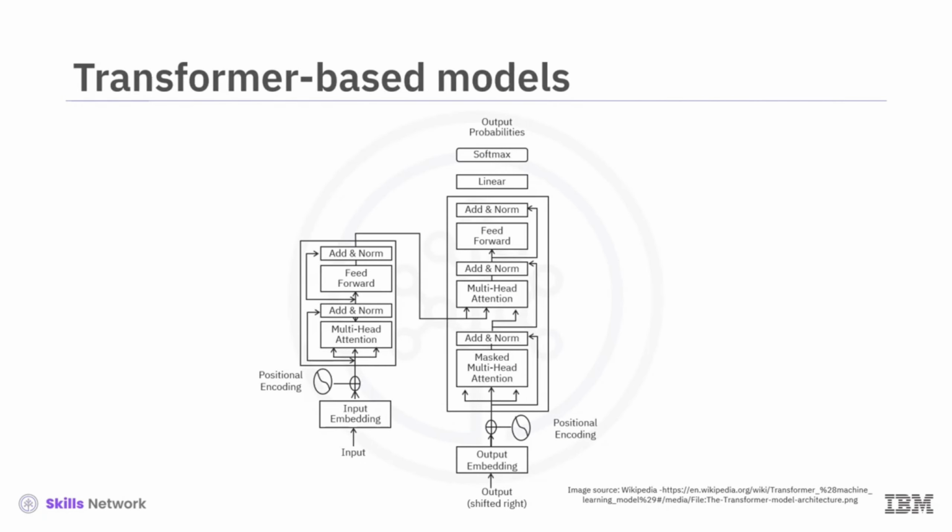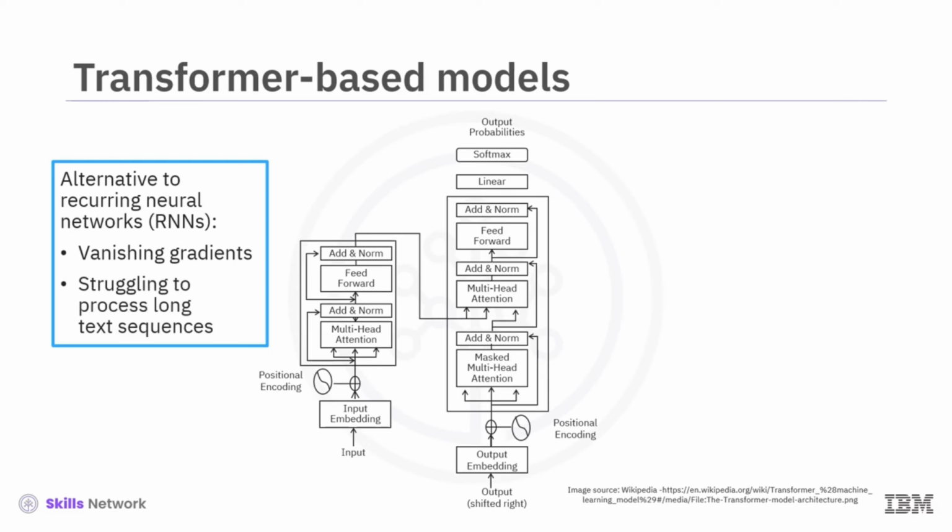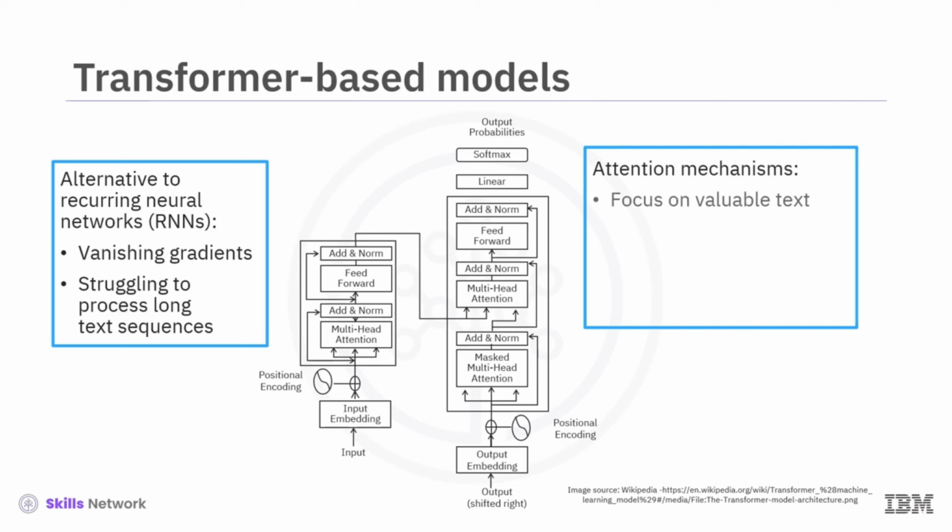Transformer-based models were introduced a few years ago, when recurrent neural networks, or RNNs, started facing a problem called vanishing gradients. Due to this problem, RNNs were struggling to process long sequences of text. To get around this challenge, transformers were built with attention mechanisms that could focus on the most valuable parts of the text while filtering out the unnecessary elements. This allowed transformers to model long-term dependencies in text.